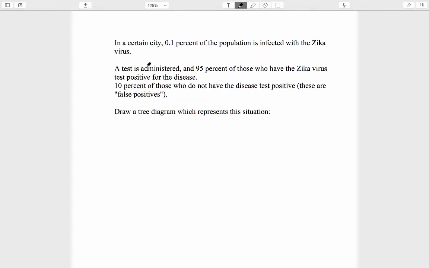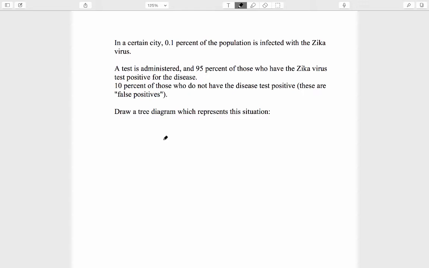Let's look now at an example that separates out false positives from false negatives. In a certain city, 0.1% of the population is infected with the Zika virus. That's been in the news lately. A test is administered, and 95% of those who have the Zika virus test positive for the disease. 10% of those who do not have the disease test positive. That would be a false positive. So there are two ways of testing positive for the disease. You could test positive because you do have it, or you could test positive in spite of not having it.